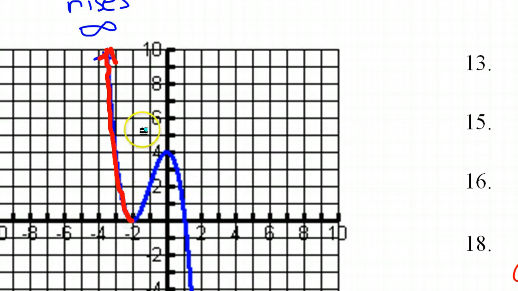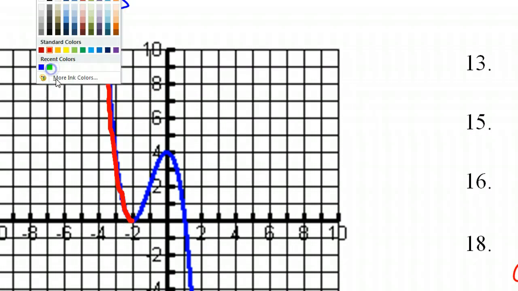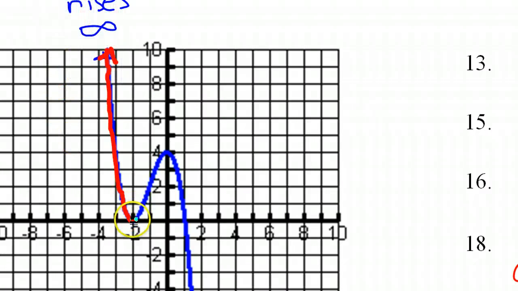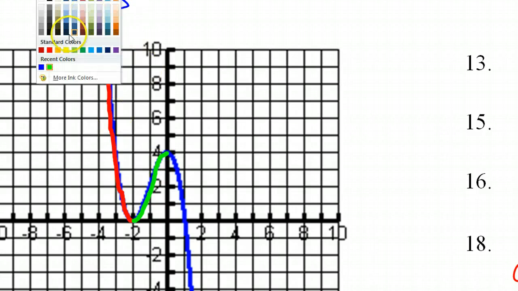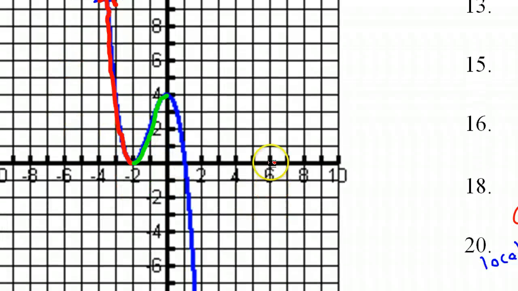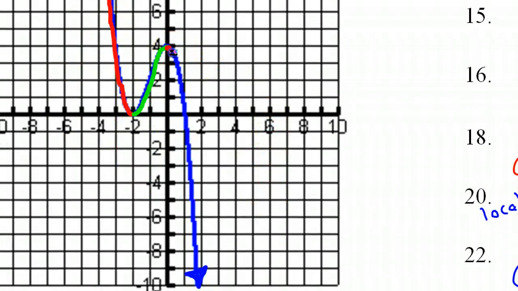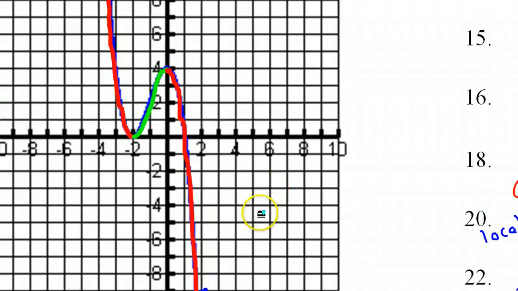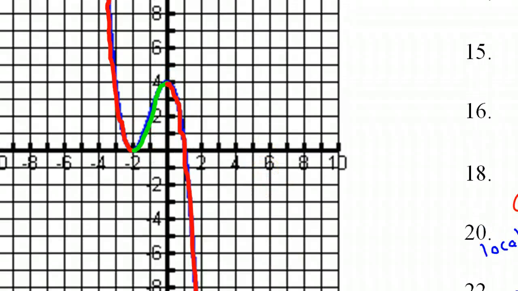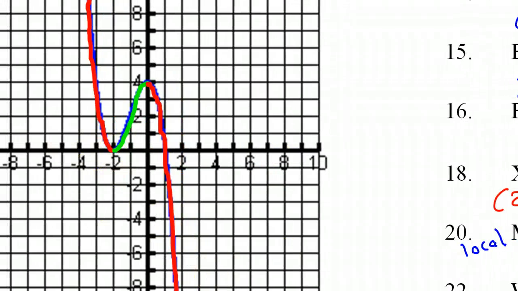But then things change right here, and I start heading up for a while. So this green part of the graph represents an increasing interval until right here, where it changes again, and then I'm back to going downhill again. Okay, so this is a decreasing interval. All right, but once again, we need to talk about the domain of these parts. Domain, so I'm talking x values once again.